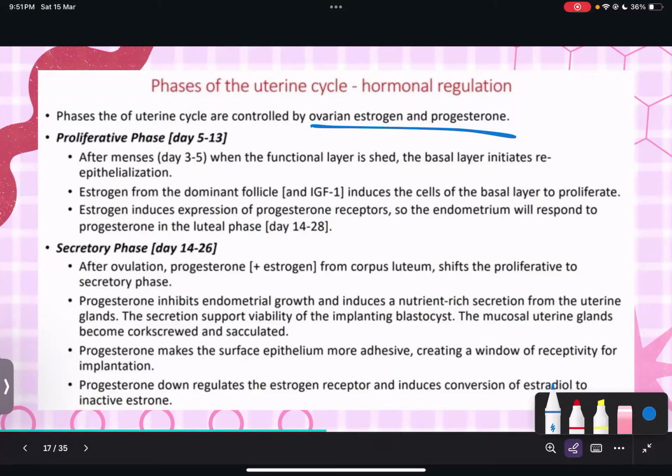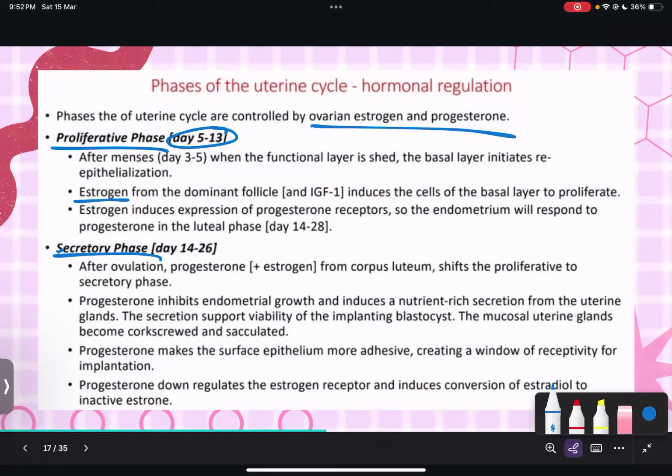For the uterine cycle, it's two phases. The proliferative phase, day 5 to 13. So after menstruation is done up until just before the ovulation. Okay, and the second phase is the secretory phase, which is after the ovulation until the end of the cycle, day 26. Okay. So in the proliferative phase, it says here that after the menses, when the functional layer is shed, the basal layer will start thickening again.